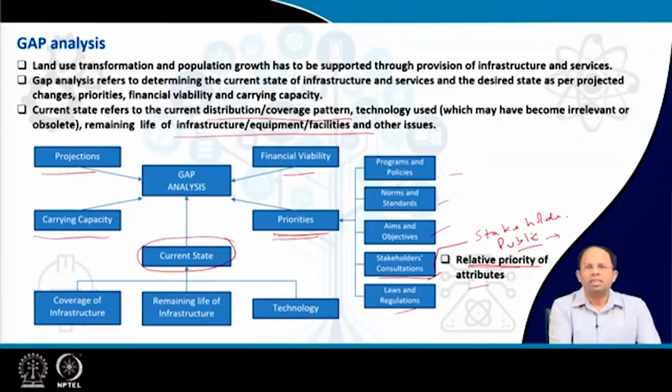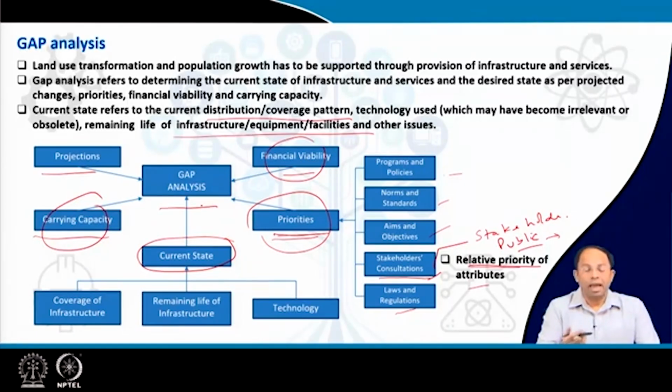That also helps us in determining the gap that has to be bridged for provision of new infrastructure. So the current state, the priorities, which are based on many facts, the financial viability and the carrying capacity, and of course the projected population, all determine the gap that has to be analyzed, or the gap that is there which has to be filled for service provision in an urban area.